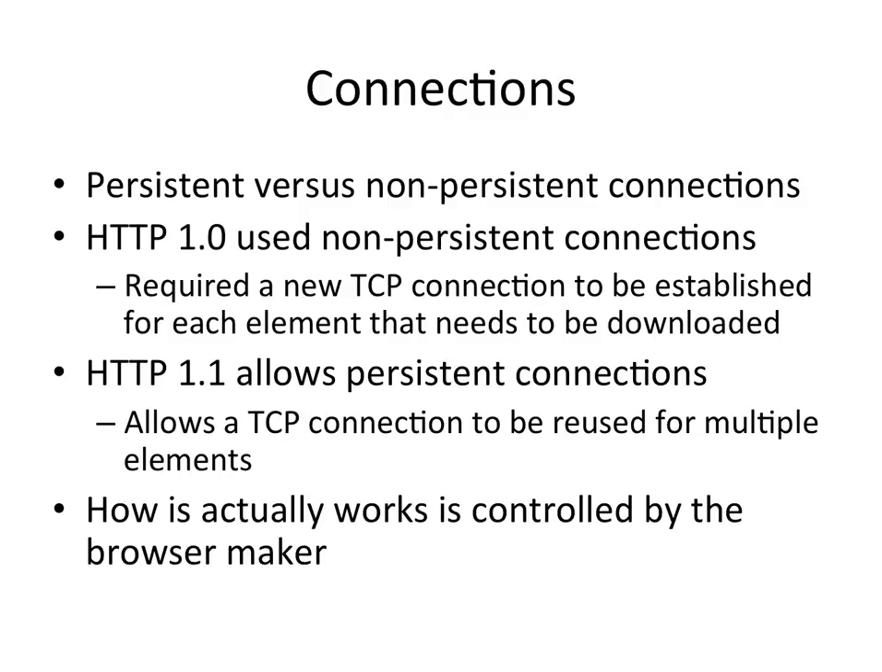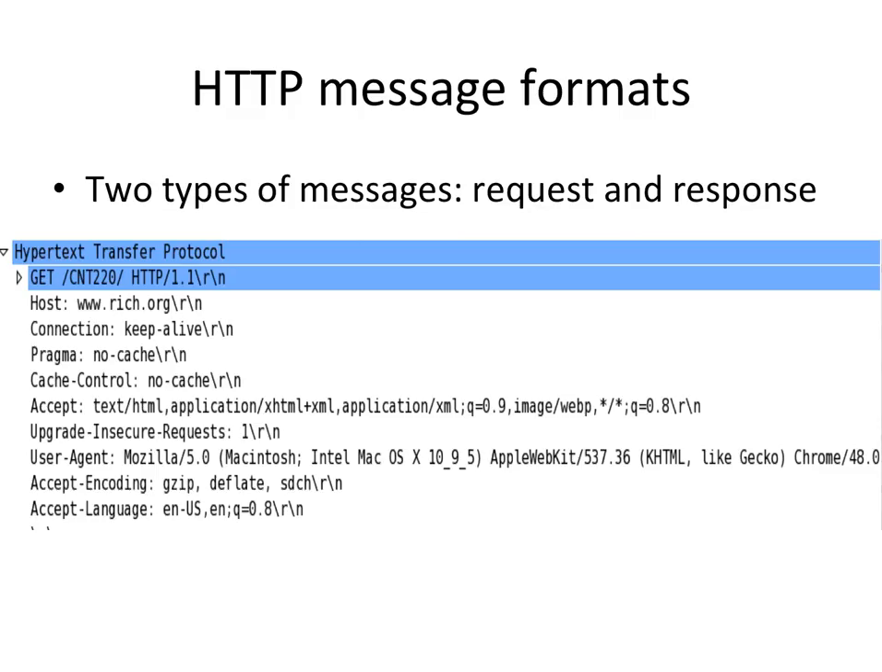HTTP 1.1 allowed for persistent connections. That would allow us to reuse a TCP connection. So we would open a TCP connection, and then we would get multiple files across that one connection and eliminate the overhead of trying to open a new session every time we needed to get a new file. How it actually works is controlled by the browser maker. We'll look at this in the lab, and there's actually a podcast that goes over looking at the HTTP connections. It really opens multiple concurrent connections. So it uses persistent connections, but after it gets the first file, it normally opens some number of additional TCP sessions so that it can download those other files concurrently.